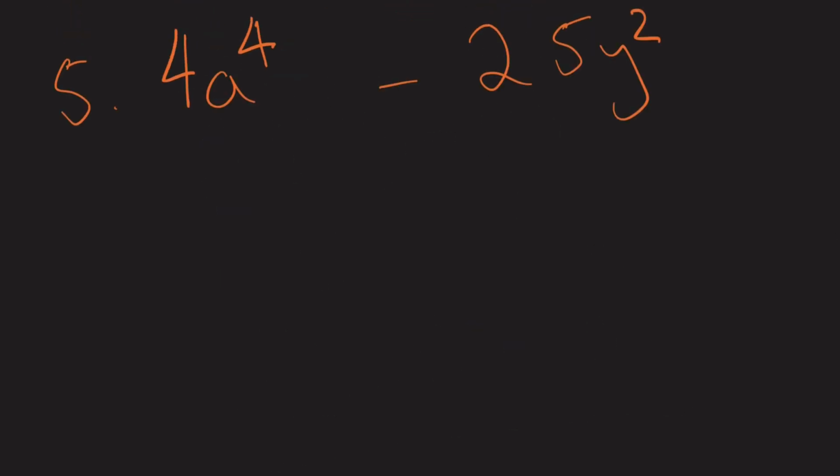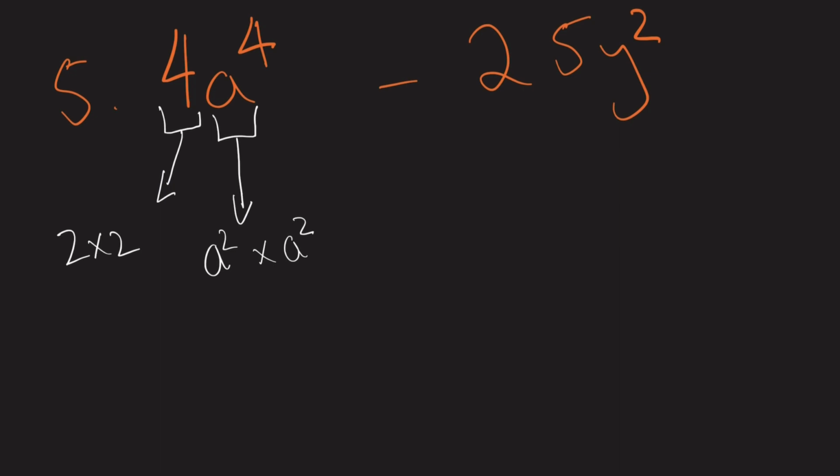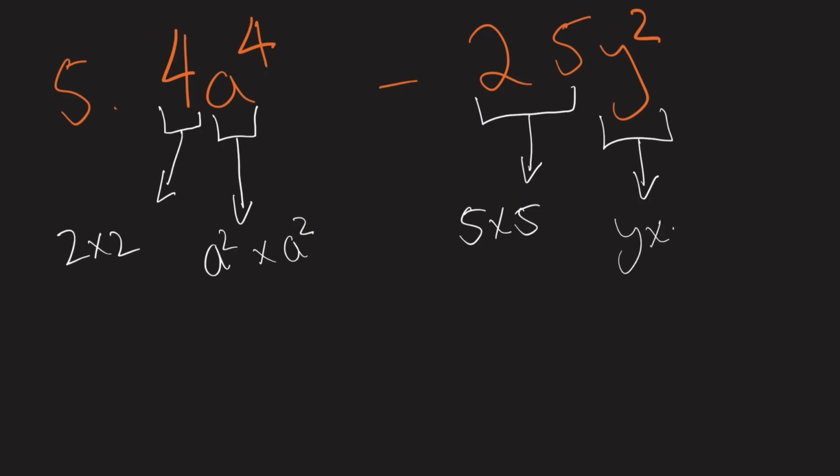And now moving on to question number 5. This question also looks really difficult, but we just want to break it down into smaller pieces. So let's first look at the 4. 4 we can get by doing 2 times 2. And a to the power of 4 we can get by doing a squared times a squared. Perfect. And then we've got 25 here, which you can get by 5 times 5. And y squared here you can get by y times y.